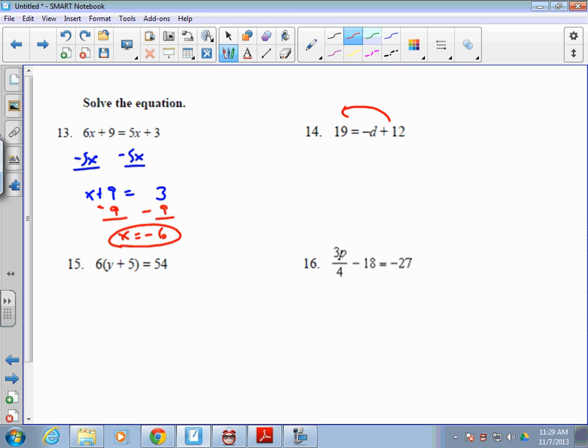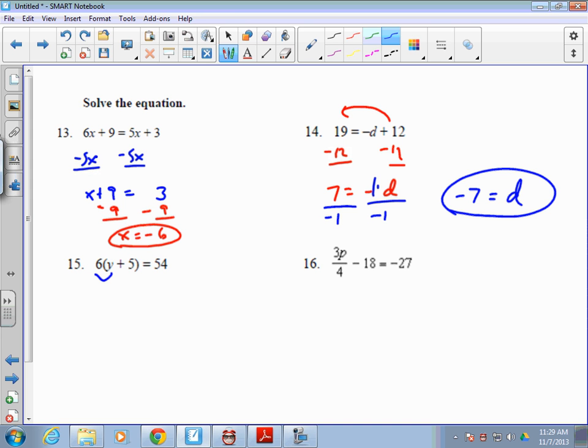Move 12 over by subtracting 12. Do the same thing here. -12 is 7 equals -d, which is the same thing as -1 times d. Undo that by dividing by -1. Do likewise here. And d equals, a positive divided by a negative is, -7.